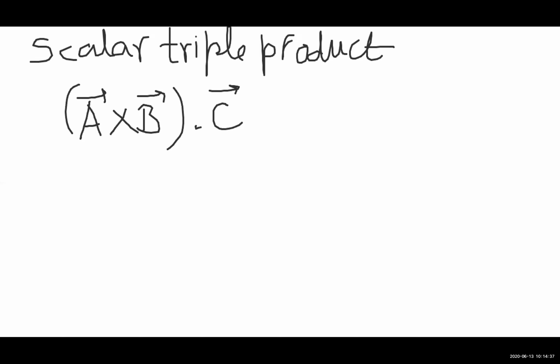So now the next operation we want to find is the scalar triple product. Okay, so what we want to find is A cross B dot C. Can anybody guess what this will be? Anybody willing to take a guess? A cross B is a vector, and C is also a vector, and we are taking the dot product, so this will be a number.